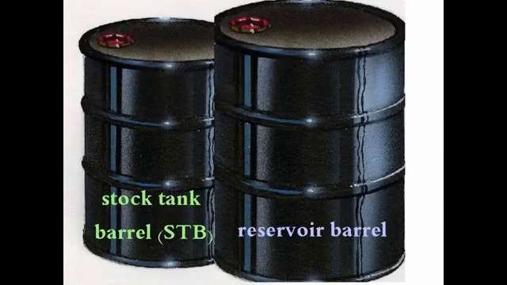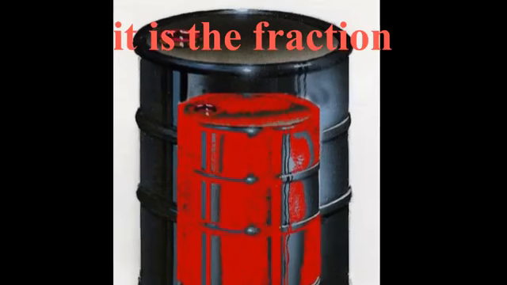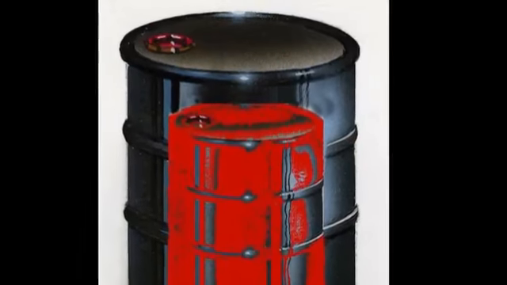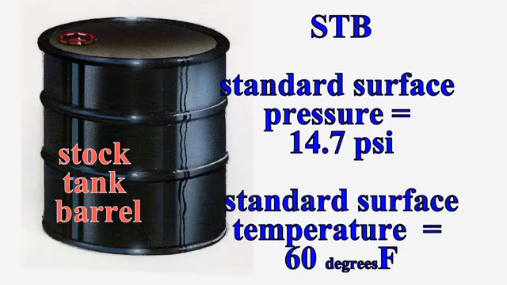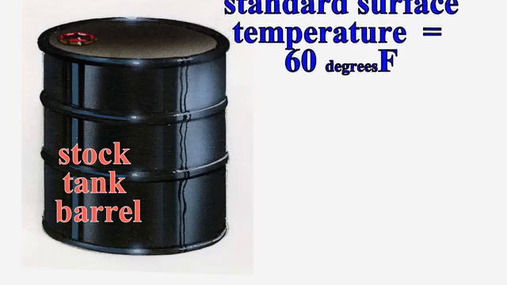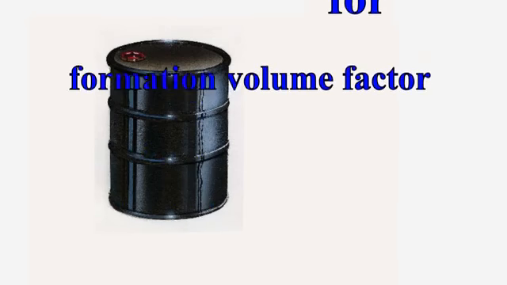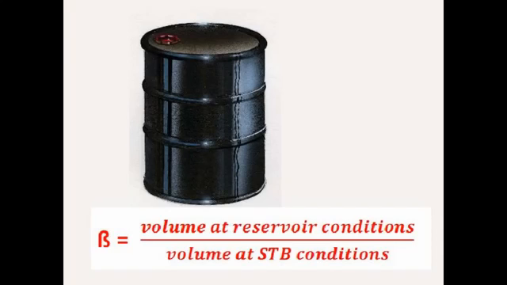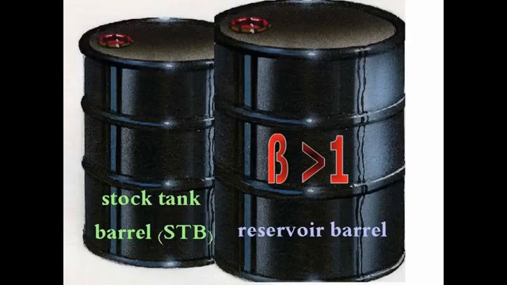It is the fraction of the space occupied by a reservoir barrel of oil to the space occupied by a stock tank barrel, STB, of oil at standard surface temperature and pressure. STB is defined as standard surface pressure at 14.7 psi and standard surface temperature of 60 degrees Fahrenheit. The formula for the formation volume factor is beta equals the volume of oil at reservoir conditions divided by the volume of oil at stock tank barrel conditions. Beta in the reservoir is usually greater than 1.